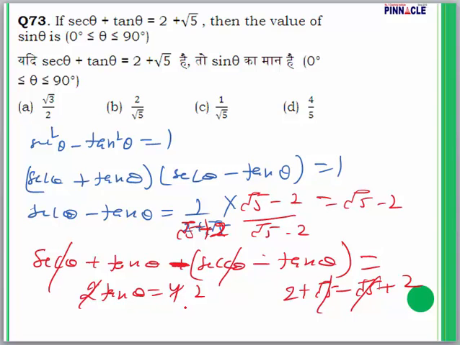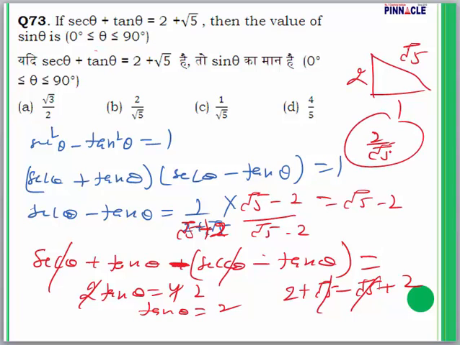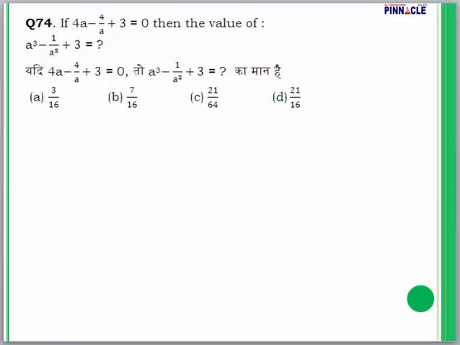So tangent theta is equal to 2. According to Pythagoras, if the perpendicular is 2 and the base is 1, because tangent theta is 2 by 1, then the hypotenuse will become root 5. So we have to find the value of sine theta. Sine theta would be 2 divided by root 5. 2 divided by root 5, B is the answer. So such kind of question you can solve like this through the Pythagoras combination.